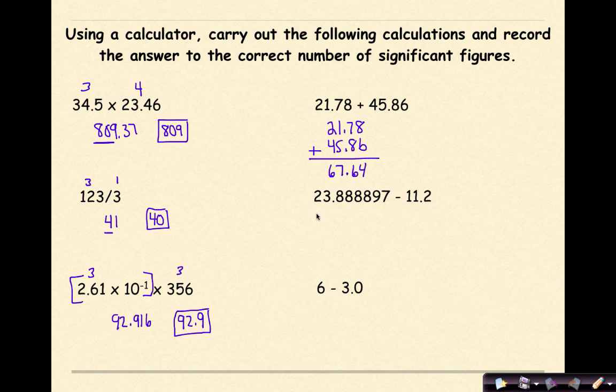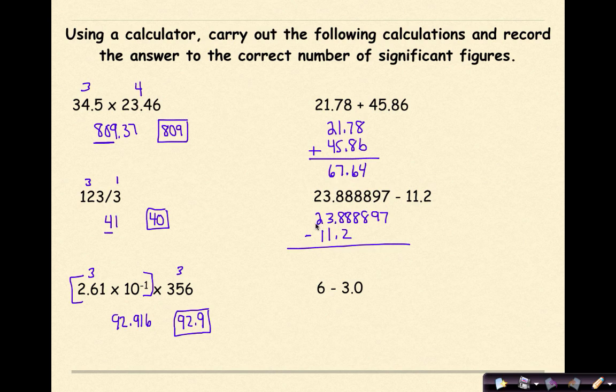The first number is something ridiculous of 23.88887 minus 11.2. When I do this, even though this first number goes out a ridiculous 6 decimal places, my second number only goes out 1 decimal place. So that means no matter what, my final answer can only go out 1 decimal place because I don't know what's going on over here, nor can I predict.